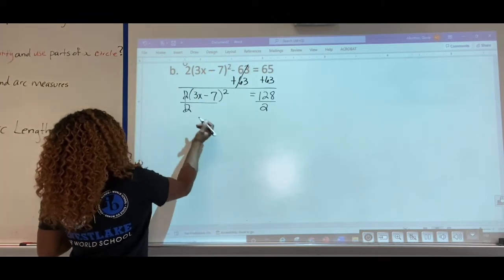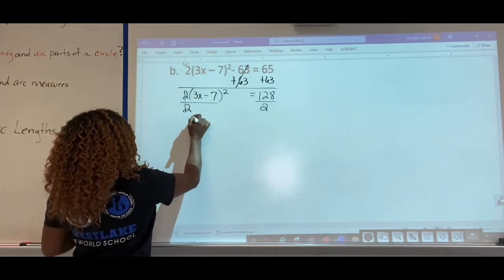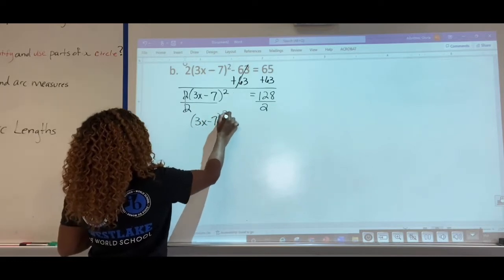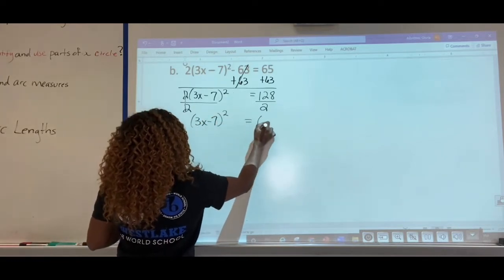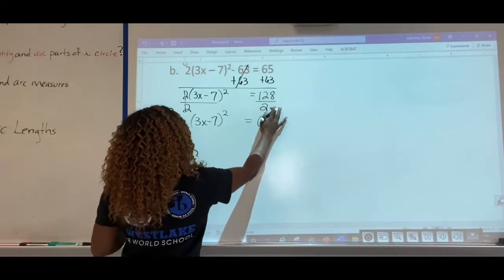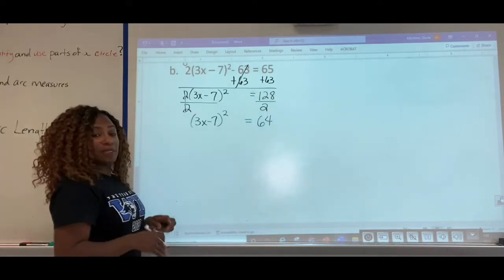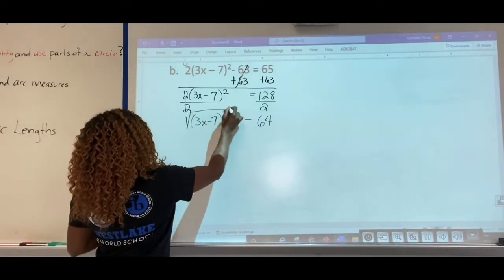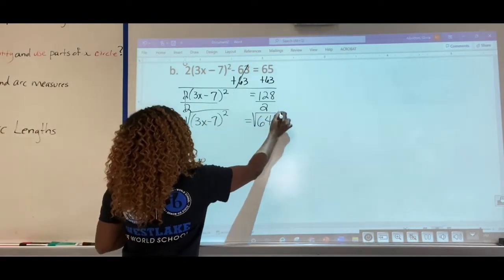This cancels to 1, and 1 times what's left is what's left. So we've got 3x minus 7 squared equals 64. So 128 divided by 2 is 64. Okay, let's go ahead and square root both sides. So square root of the left side, square root of the right side.